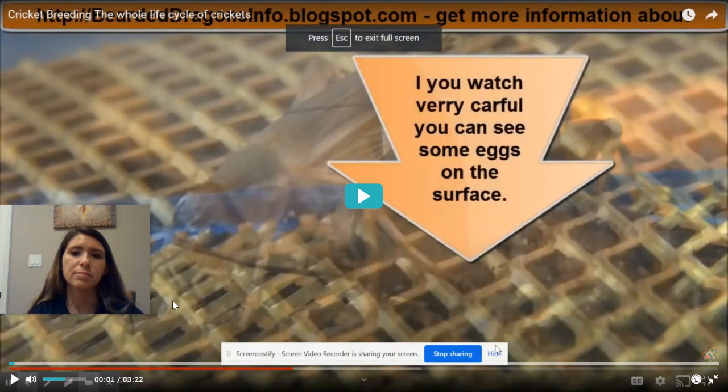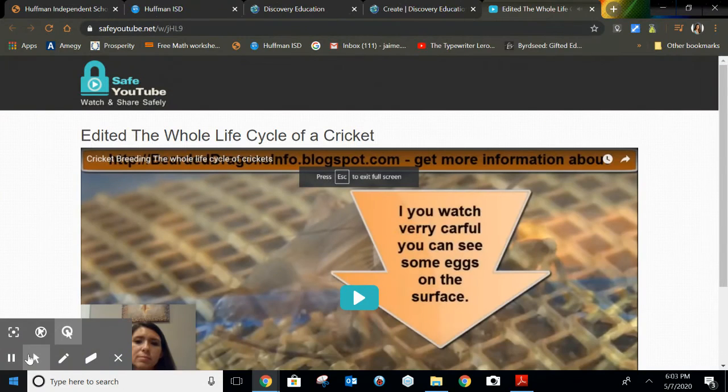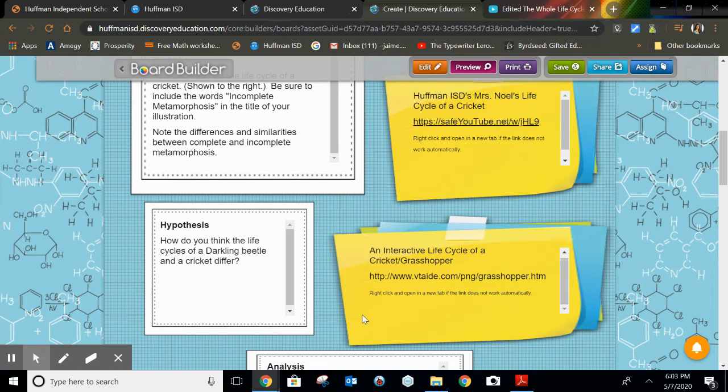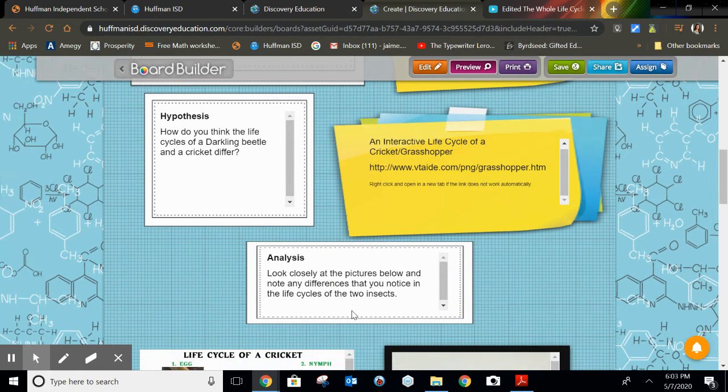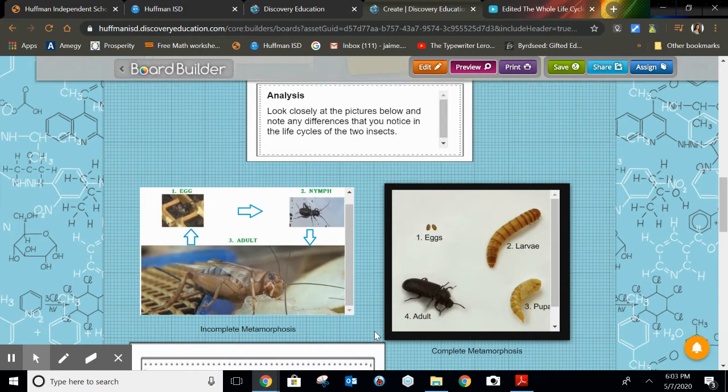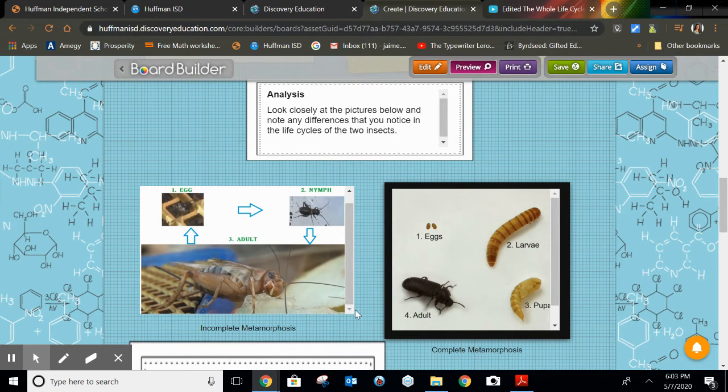Hello, girls and boys. And we're going to go back to our virtual field trip. We've already done the interactive life cycle of a grasshopper, and now I would like for you to look closely at the pictures below to note any differences that you notice in the life cycles of the two insects. If you haven't already drawn your illustrations, here are some examples that you should have collected as you've gone through your virtual field trip.